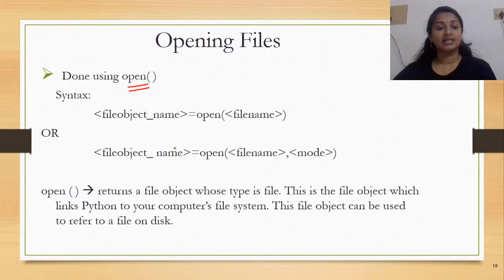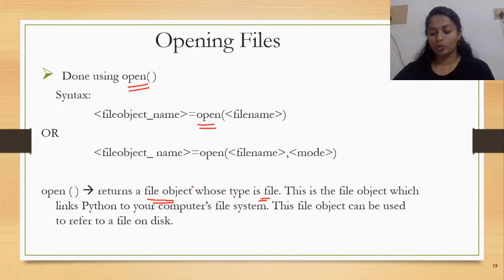The other syntax is the open function with two parameters, wherein you give the file name as well as the mode in which you are trying to open the file. Whether it is a read mode, a write mode, or the append mode. All these three modes we had covered in the last class. Apart from that, we saw that the open function always returns a file object. The type is also a file.